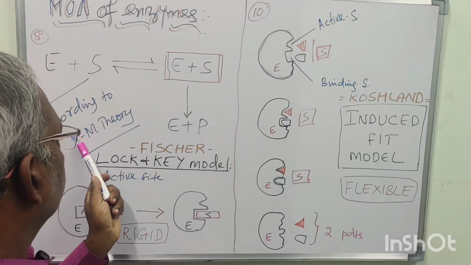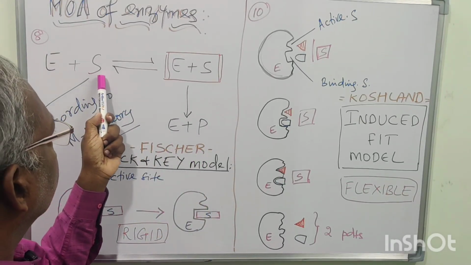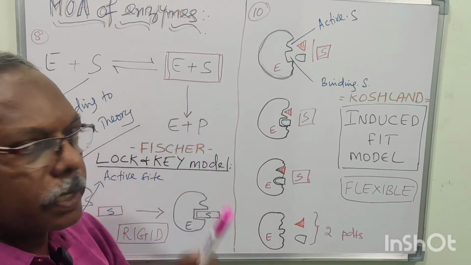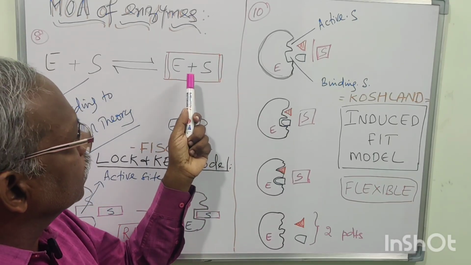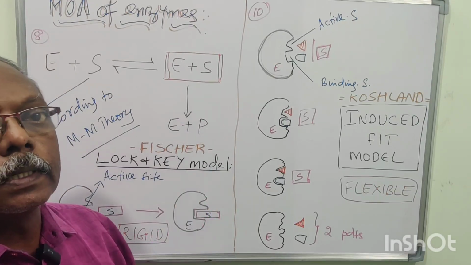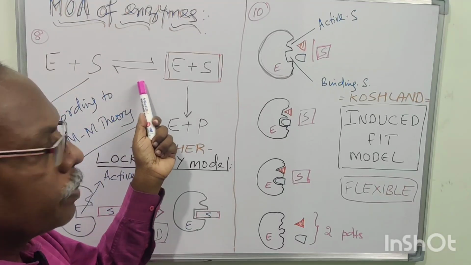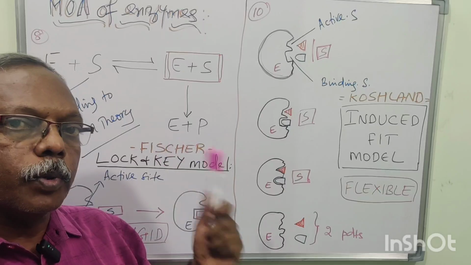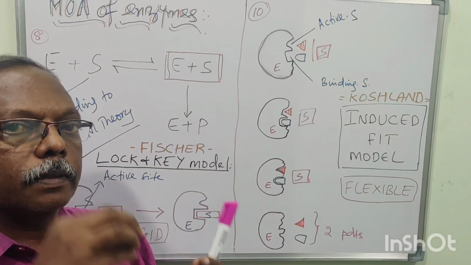According to the Michaelis-Menten theory, the enzyme combines or binds with the substrate and produces the enzyme substrate complex, which is reversible. Immediately, the enzyme and product are released. This is irreversible. So this is according to the Michaelis-Menten theory. Then two scientists proposed two theories or models for the enzyme substrate reaction.